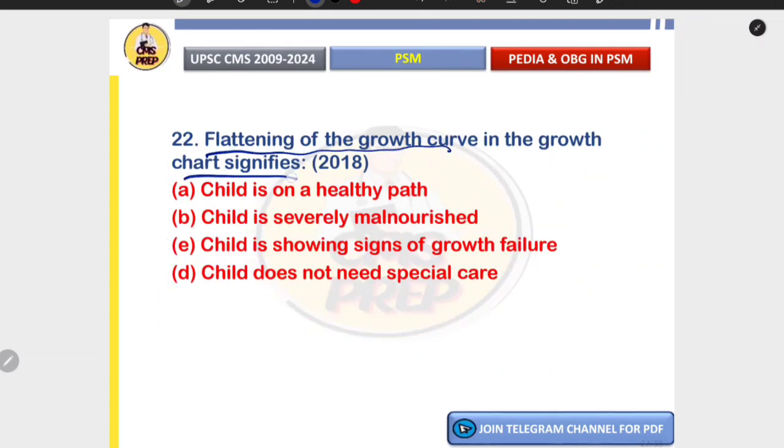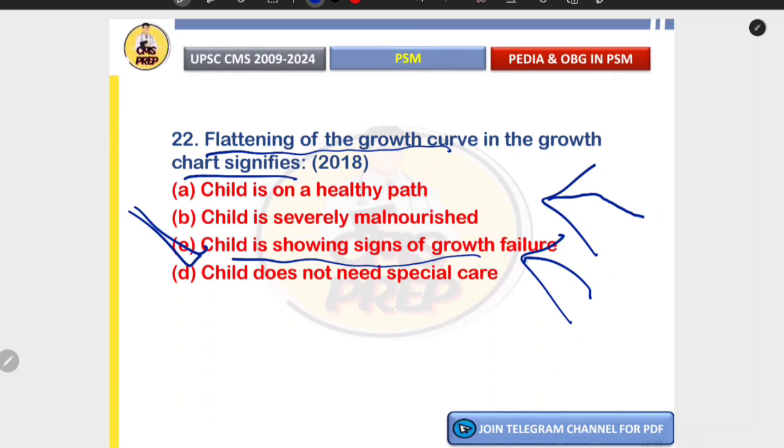Flattening of the growth curve in the growth chart signifies. It signifies option C, the child is showing signs of growth failure. Why? Because normally in the growth chart, the curve keeps moving upward as the child gains weight or height. If it is flat or becomes straight, it means that the child is not growing properly. It is showing a sign of early growth failure.